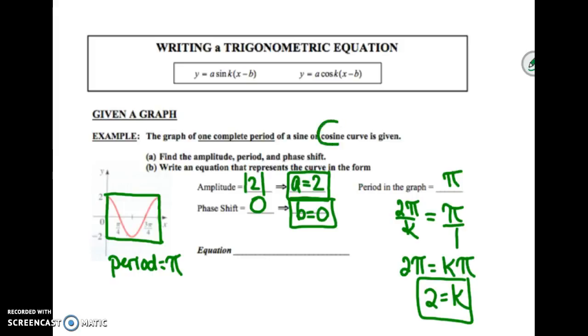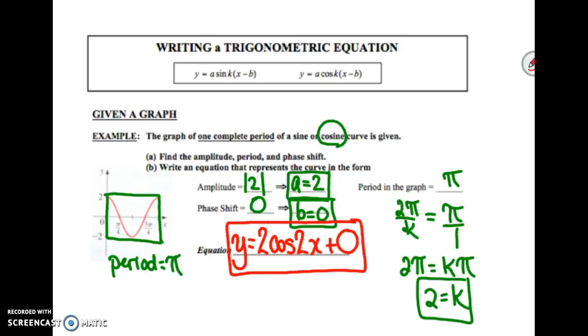And of course, we already talked about it's a cup shape, so we know that this is a cosine curve. So plugging everything into our equation, we've got y equals, remember our A value comes first, so 2 cosine. Then our k value comes before the x, so 2x. And then since I don't have a vertical shift, I'm going to put +0. Okay. So that is the equation for the graph that is given.